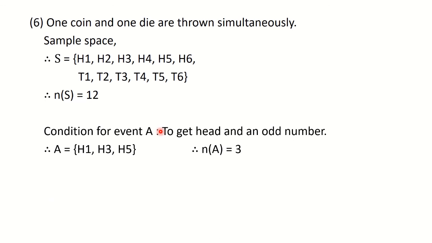Now let us go for the condition. First condition for event A, to get head and an odd number. Okay, so we have to think only of the first line where we want head and also we want odd number. So we will have the sample points H1, H3 and H5. So write them down. There are 3 sample points. So n of A is equal to 3. Okay, you have to write in the form of set, obviously.